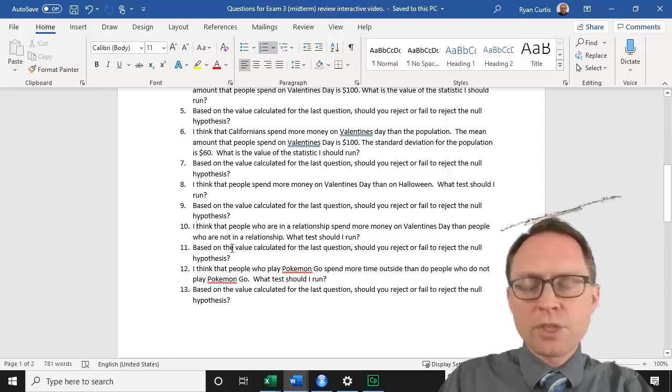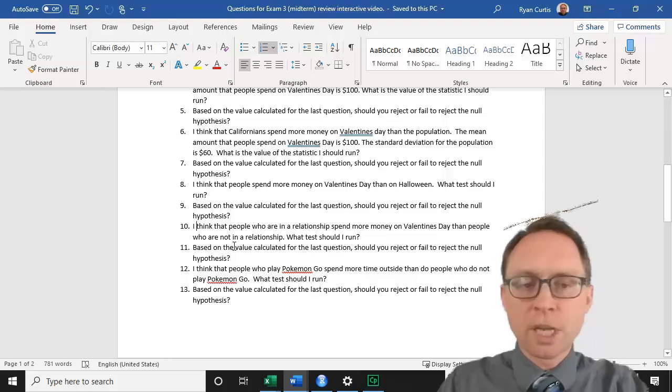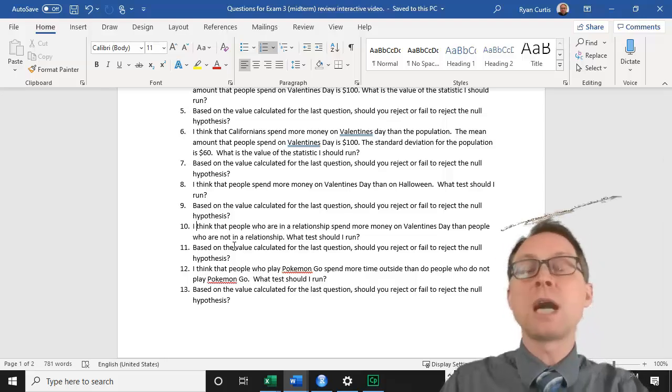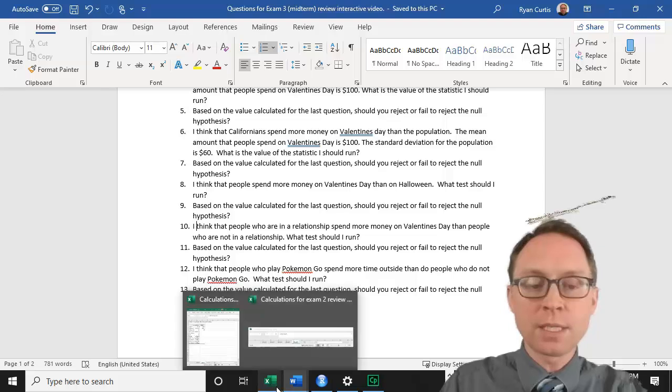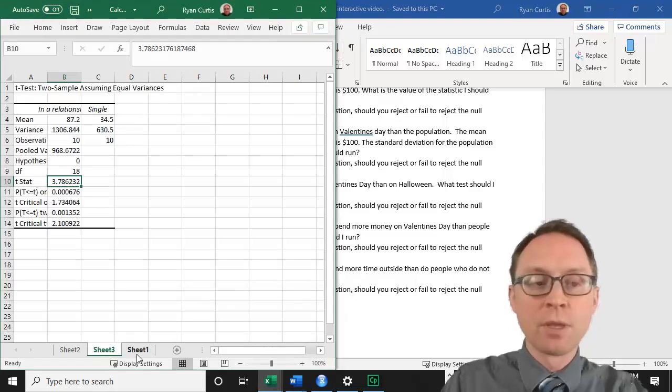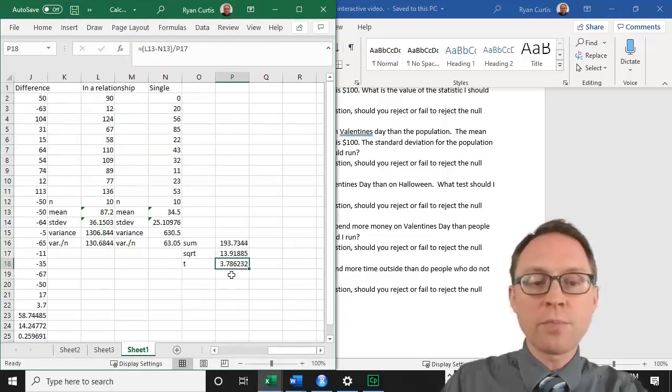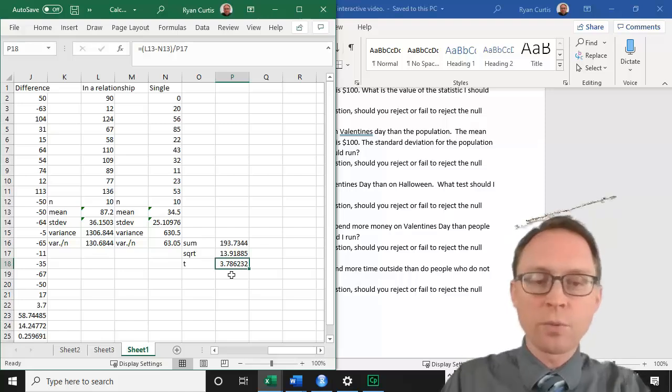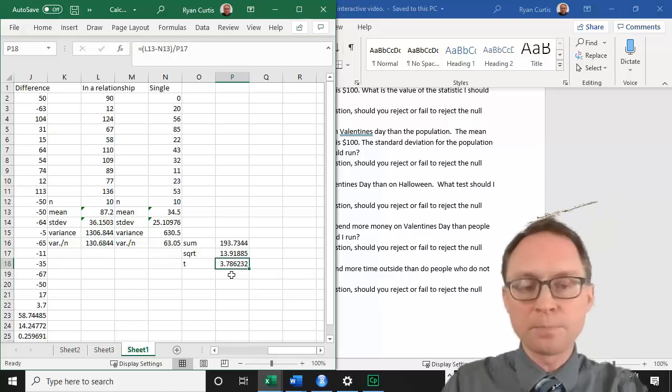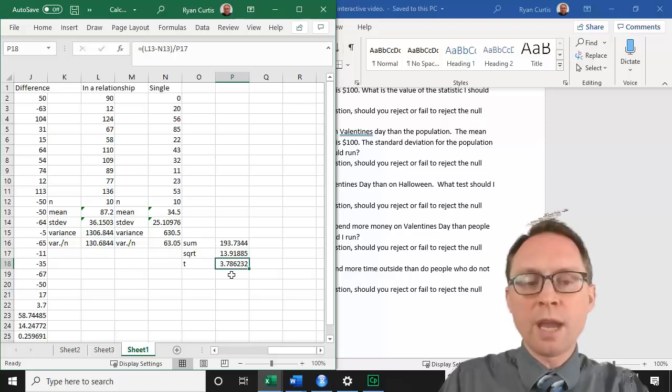The next question is, based on the value calculated for the last question, should you reject or fail to reject the null hypothesis? And the answer is, I have an independent samples t-test, and that independent samples t-test value is the original one right there, 3.79 is what we're going to round it to. 3.79. Now, what about the degrees of freedom?